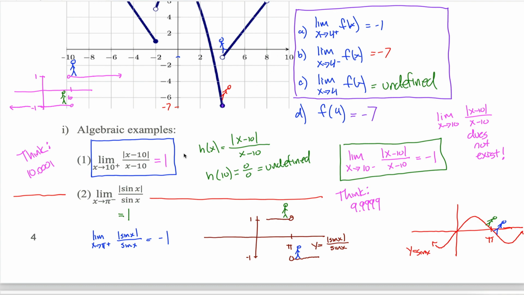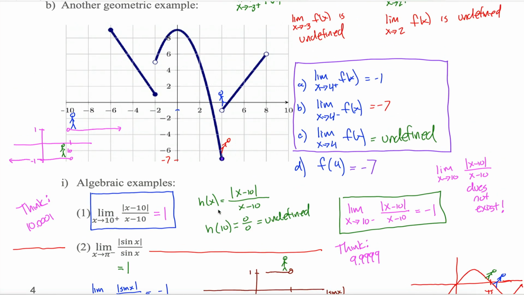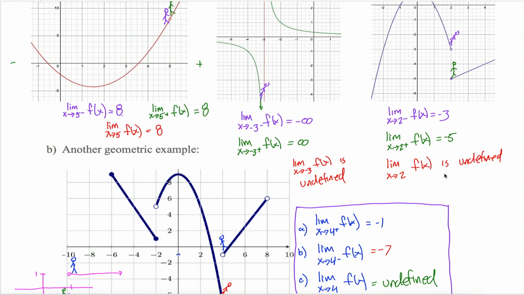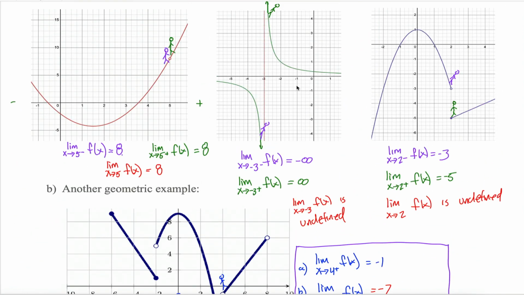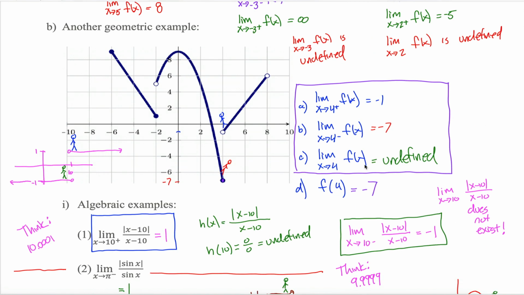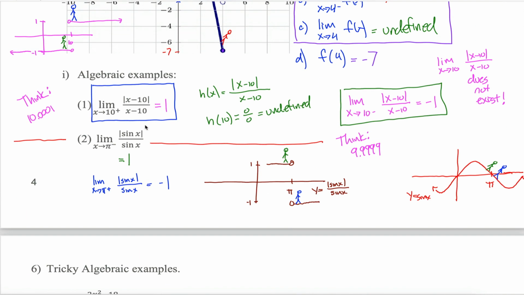In both of these algebraic examples, I had a jump discontinuity. And when I have a jump discontinuity, the two-sided limit ends up being undefined. For most people, the graphing part of these one-sided limits is fairly straightforward. Most people are able to follow this example pretty well. But when you get to these algebraic examples, it gets really hard.